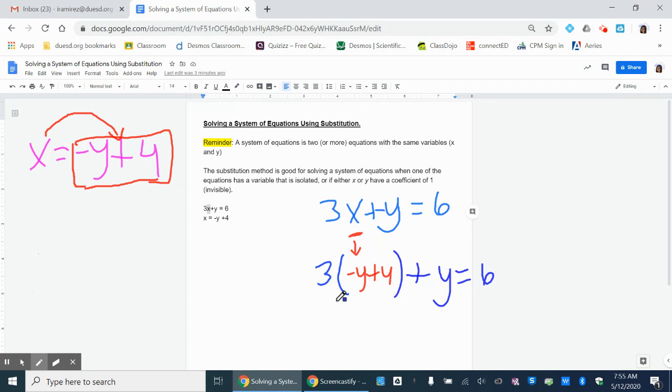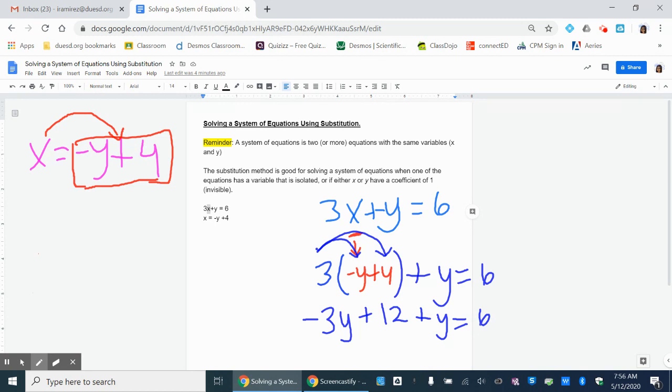The very first step that we have on page 14 is distribute if there's parentheses, which obviously we see here. So we're going to distribute the 3. So 3 times negative y, and then 3 times 4. 3 times negative y is negative 3y, and then plus, and 3 times 4 is 12. And then we just bring everything down, so plus y equals 6.